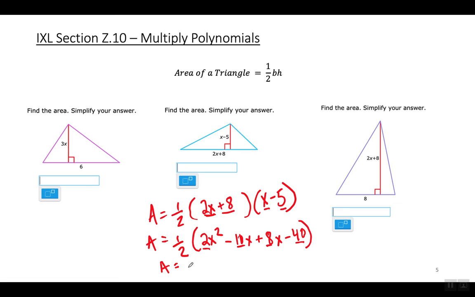So my final answer is going to be x to the second power minus 5x plus 4x minus 20. That's my answer.